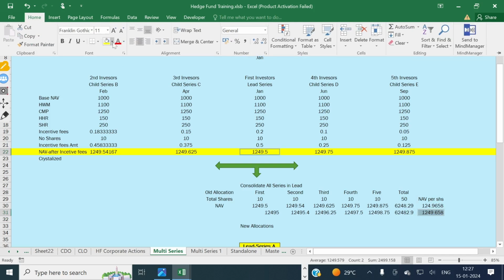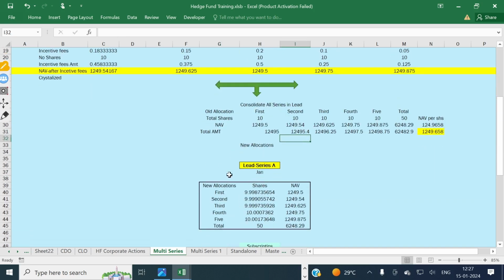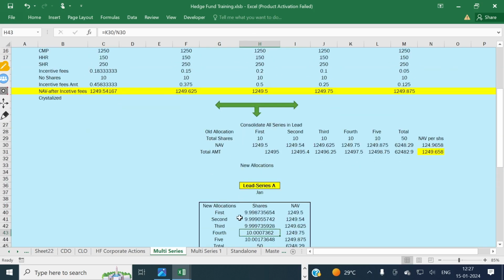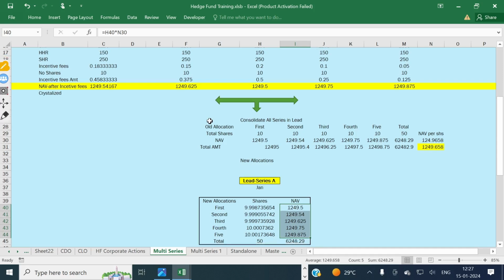It means at the end of the year, or whenever your cycle ends, you can collect, aggregate, or consolidate all your different series into the lead main series, and then you can reallocate. If you see, we have reallocated units to the first, second, and third investors. So investor-wise there is a change in shares, but there is no change in their investment percentage. So you would see it equal.